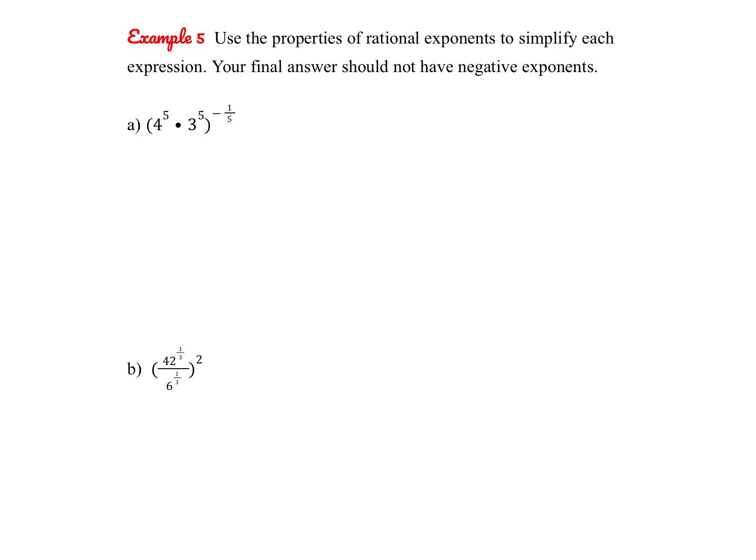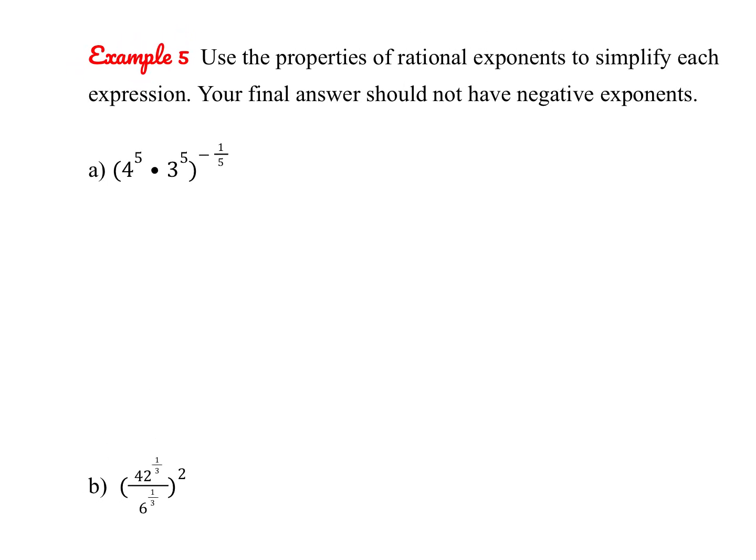Okay, let's try a couple more together. So for part A, you might notice again, I do not have the same base. So I can't multiply them as is, but you might notice something. They have the same exponent. So when I see this, I know that I can actually rewrite this. I'm going to rewrite this as 4 times 3 to the power of 5, right?